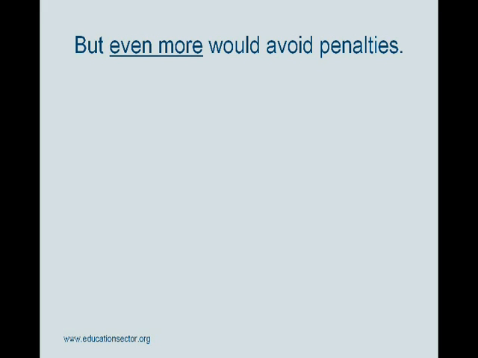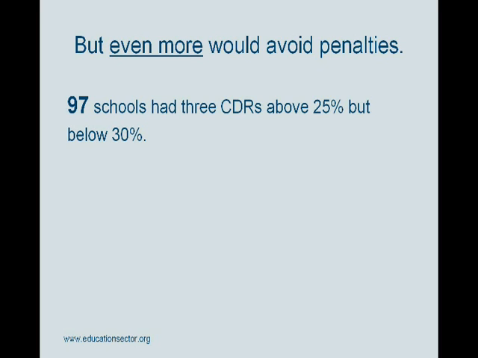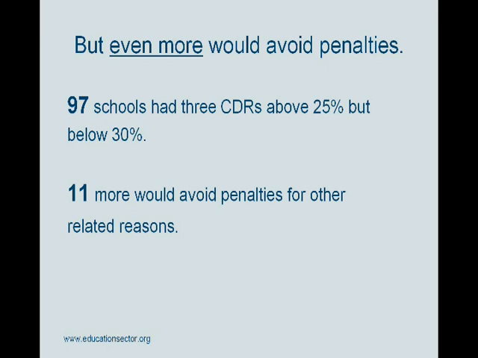Based on 2007 cohort data, 97 institutions had 3 consecutive CDRs above the old standard of 25%, but below the new threshold of 30%. And 11 additional schools would avoid penalties for similar reasons.